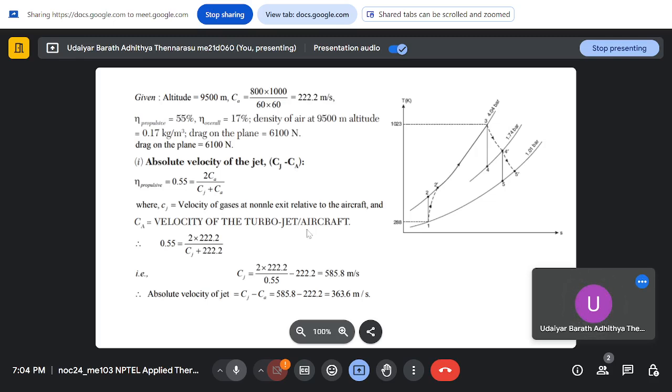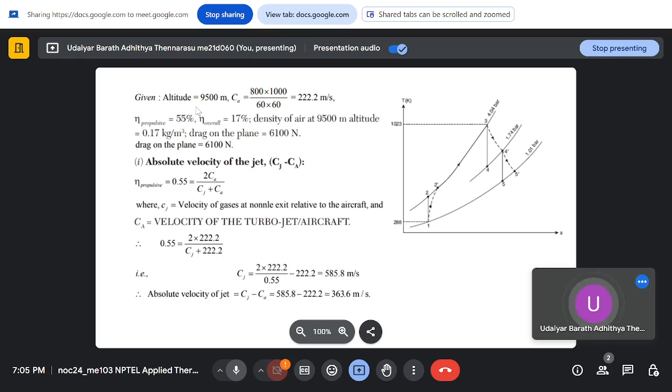So what is known? Altitude 9500 meter, and the absolute velocity of the jet Ca is 800 km per hour. Converting that into meters per second, 800 into 1000 divided by 3600 comes out to be 222.2 meters per second. So that is the velocity of the air which is coming in, or the velocity of the aircraft. Then the propulsive efficiency is given, which is 55%, and the overall efficiency is 17%, and drag is 6.1 kilonewton.